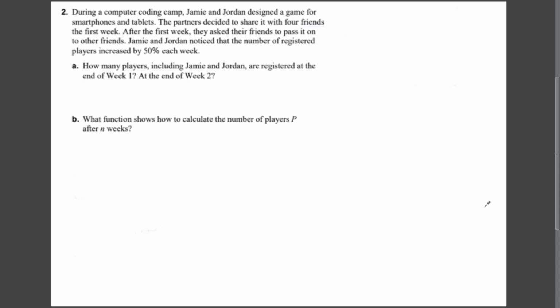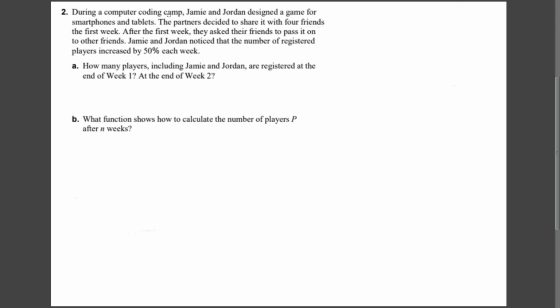And in this assignment, like I said, all these assignments, we are going back and reviewing everything that we've learned this year. And in this one, we are reviewing exponential equations. So this whole problem has to do with exponential equations. So let's take a look at our problem here. We're getting right into it.